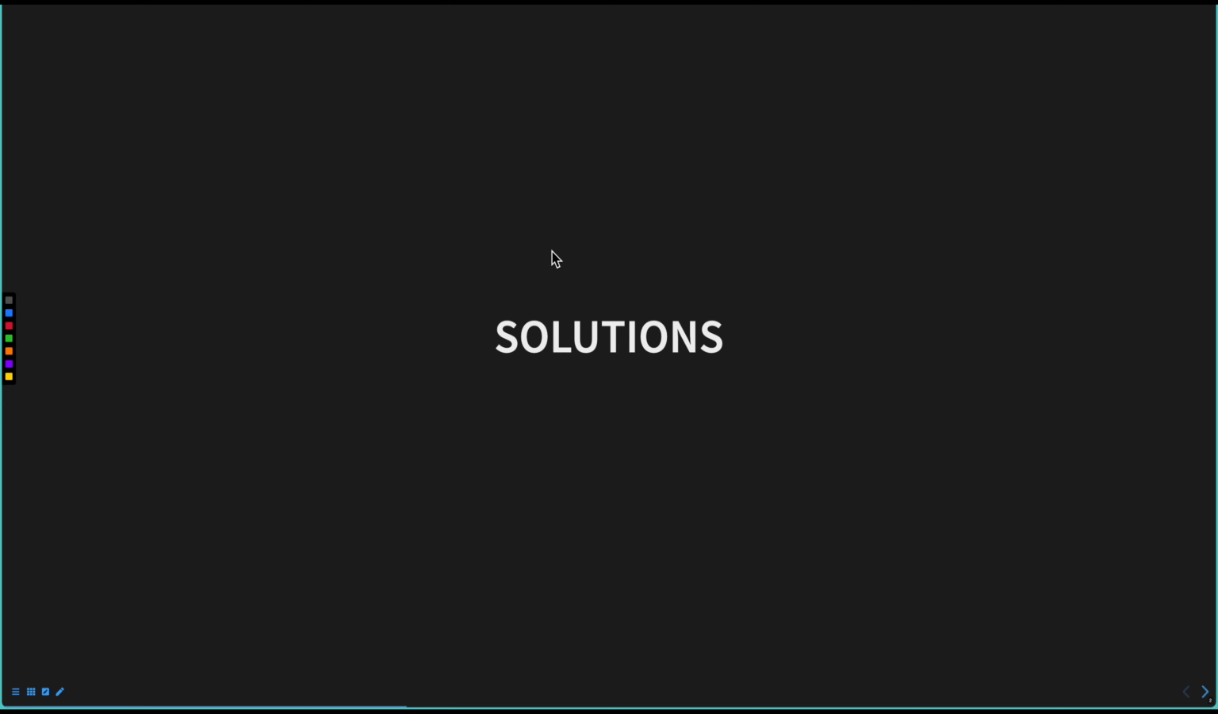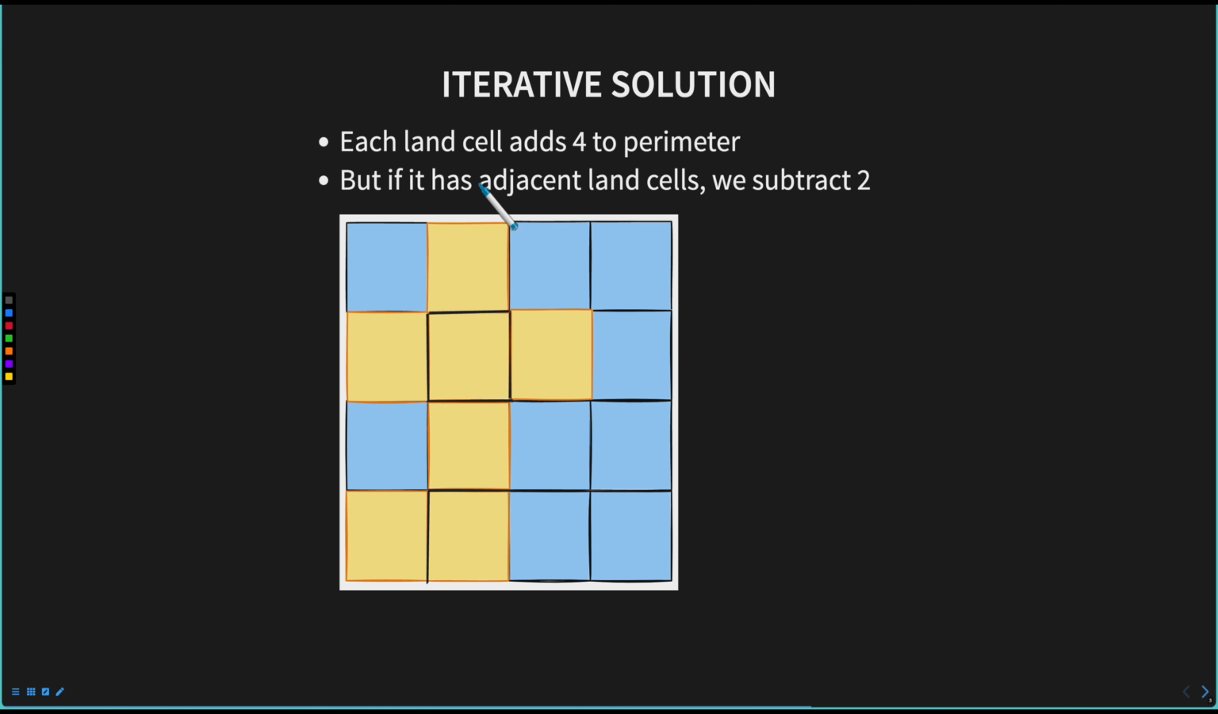Now that we have understood the problem, let's try to understand the solution. So one of the solutions is simply an iterative solution. So think of this land cell as a single square in the water. So in this case, all the 4 sides will count. So we will add 4 to the perimeter, right? But if we have a land cell next to it, say one below it here, right? So in this case, we subtract 2.